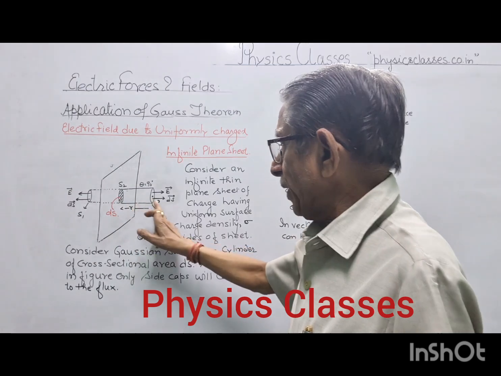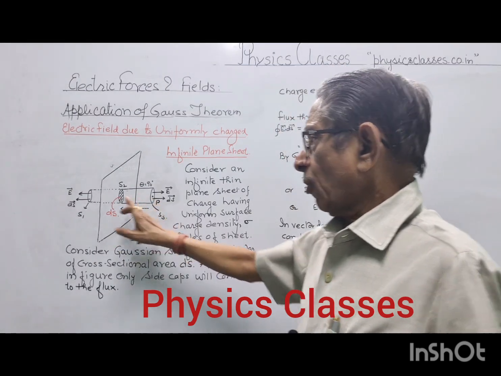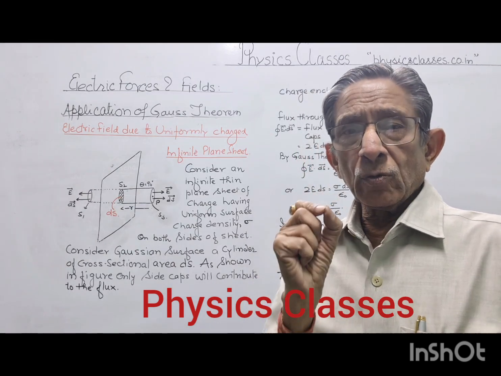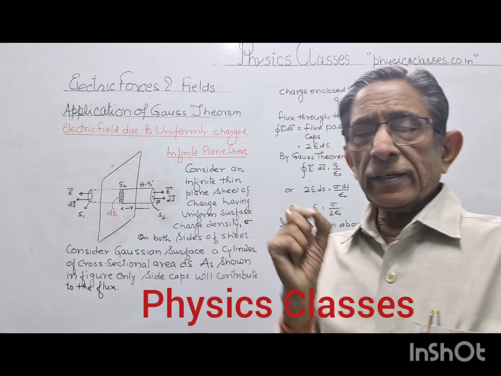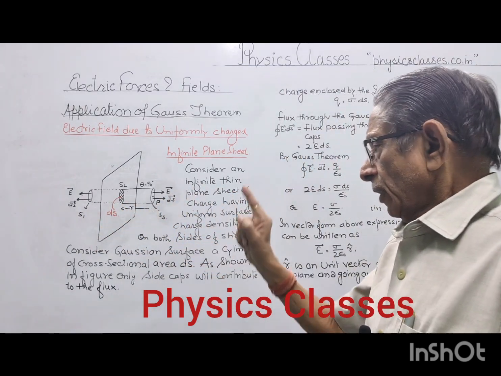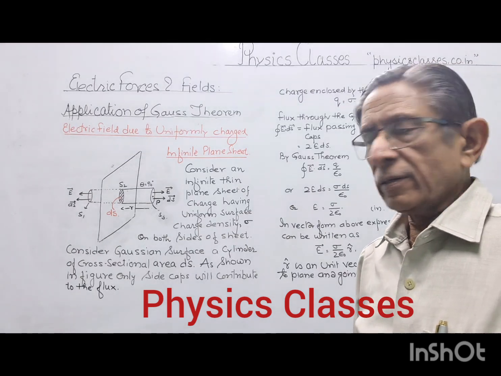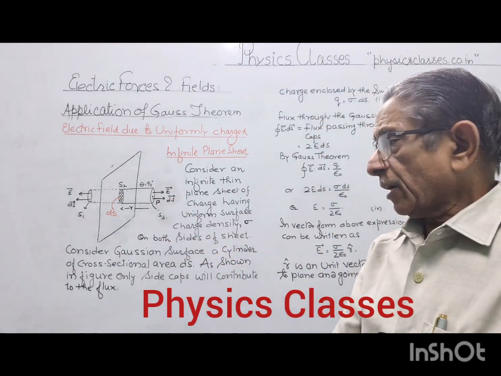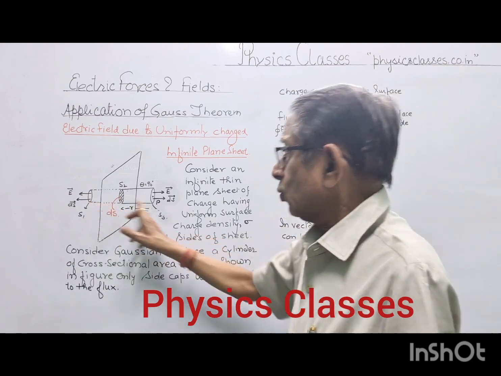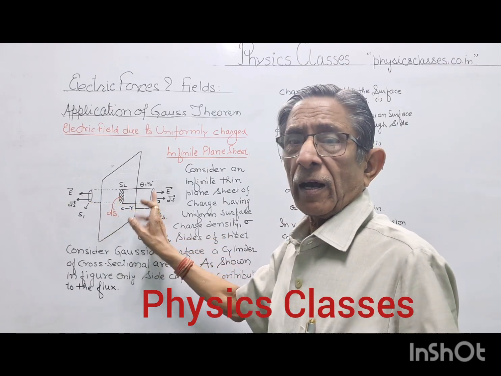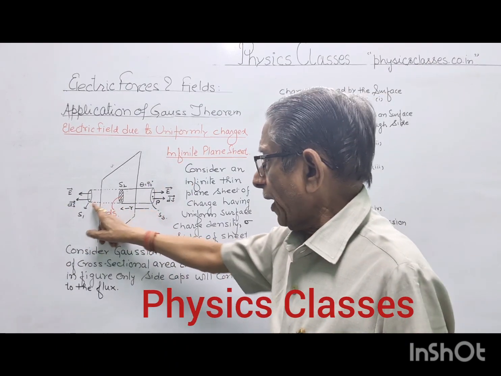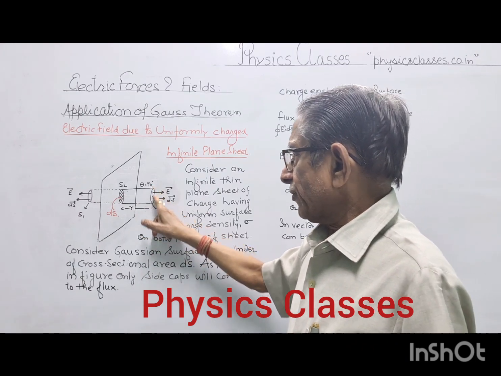So point P may be on the right side or may be on the left side. It means that due to a thin sheet, we can calculate electric field on both the sides of the sheet. To calculate electric field at point P, we consider a cylindrical Gaussian surface of height 2r, r left and r right. So the total height of the cylinder is 2r and the area of cross section is ds.